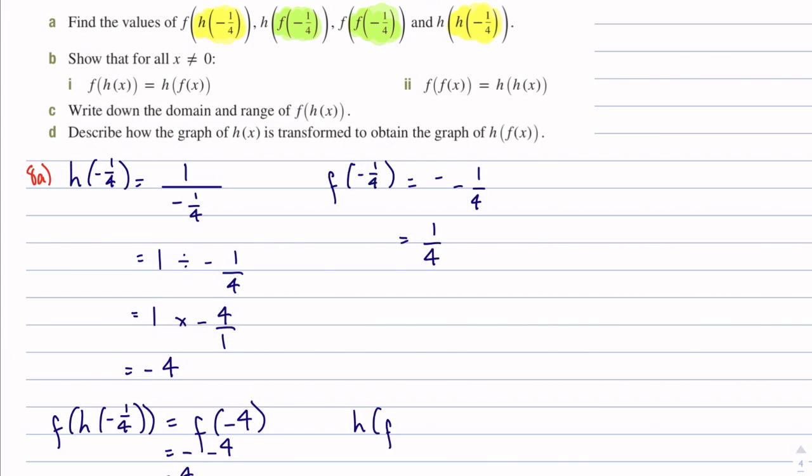H of f of negative 1/4 is the same as h of 1/4, which means I've got 1 on 1/4, which means I've got 4. Nice.